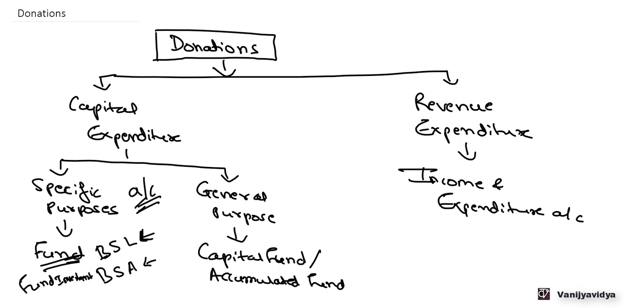Now there might be certain donations that are received in kind and not in cash. In that case, whatever is the value of the asset must be credited to the fund account, and if it is in kind, that is an asset, then it will be recognized in the balance sheet at that value.